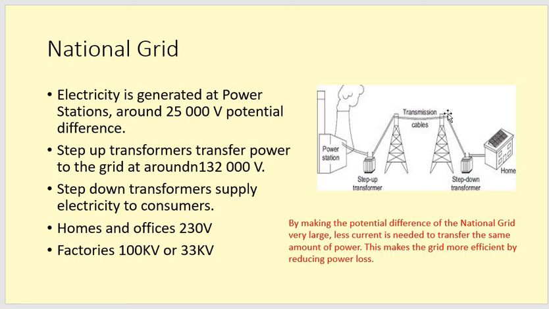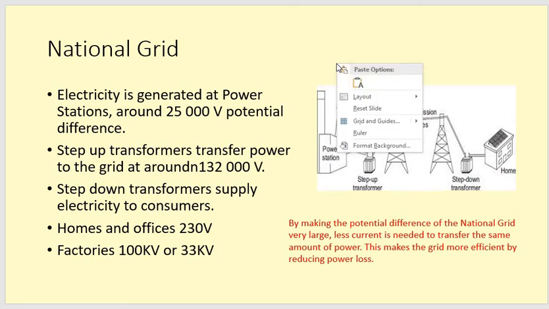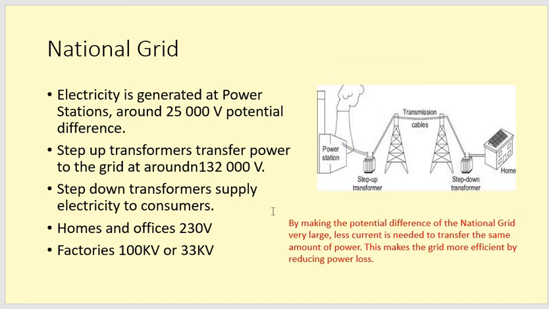Now obviously as it gets closer to your house, you don't want to have 132,000 volts coming into your house. It would blow your appliances at home. So what we have instead, sorry about that guys, is a step down transformer, and a step down transformer reduces the voltage down to around 230 volts for homes and offices, and that includes schools as well.